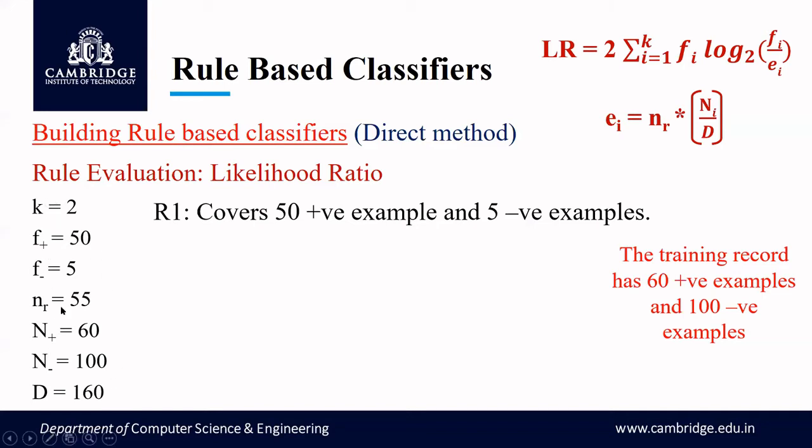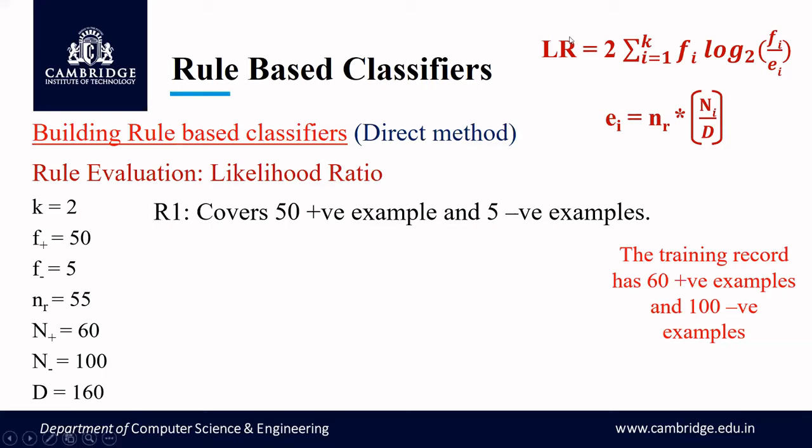So this is very important. Identifying this is very, very important to get the proper answer. Many students make mistakes while considering the terms here, F plus, F minus, N plus, N minus. They get confused and end up with the wrong answer. So be careful, students. When I say Fi, it is with respect to the records covered by the rule, whereas N is with respect to the records given in the training set. Okay, so now we'll proceed with identifying the values.